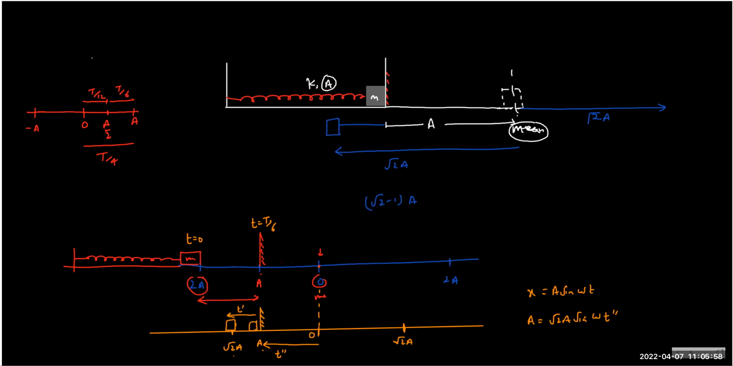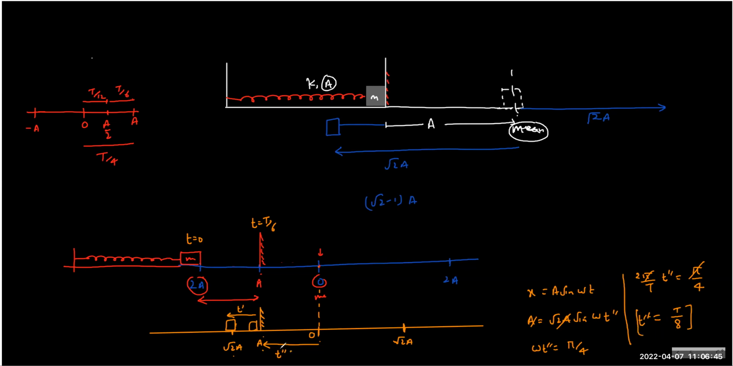It is like you want to go from the mean to the wall, how much time will it take? The mean to the wall distance is A. Your extreme position is root 2 A, so that is like your new amplitude, and I want to know the time. So I got T double dash equals how much? This cancels out. Omega T double dash is 1 by root 2, which is pi by 4. Right? 45 degrees, 1 by root 2, right? And 2 pi by T into T double dash is pi by 4. So T double dash turns out to be T by 8.